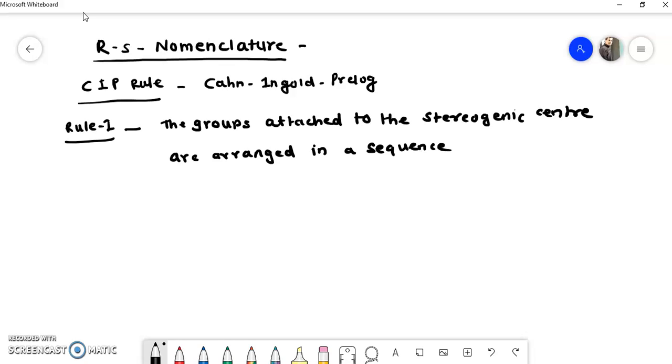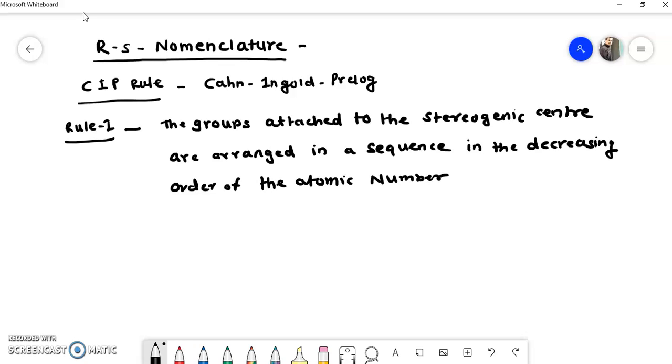The groups are arranged in the decreasing order of their atomic numbers. Now this is a very simple and very important system of nomenclature. Atomic numbers of the atoms.